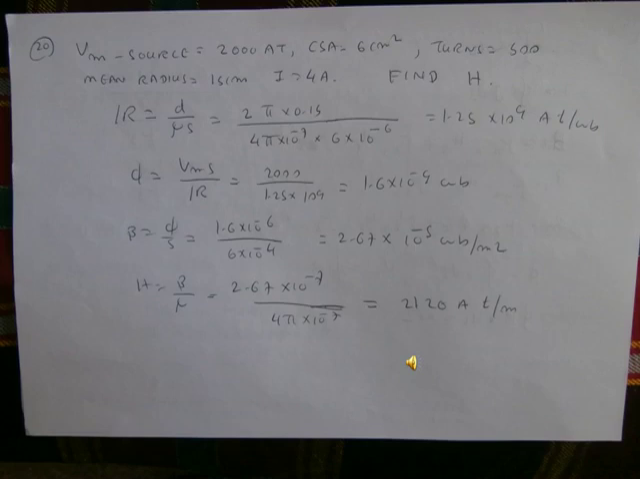And then based on those principles, we will solve that example 20. So the mmf source is 2000 ampere-turns, cross-sectional area is 6 centimeter square, number of turns is 500, and mean radius is 15 centimeter. I equals 4 ampere, and find H.